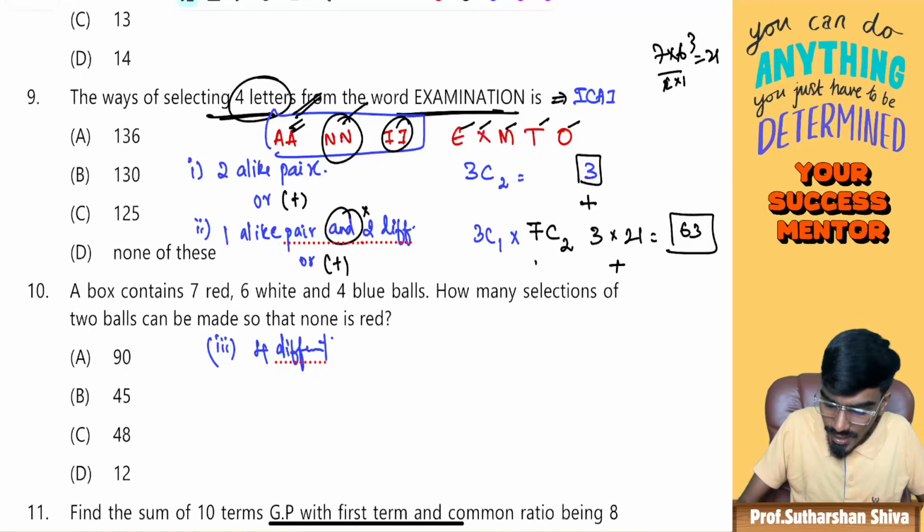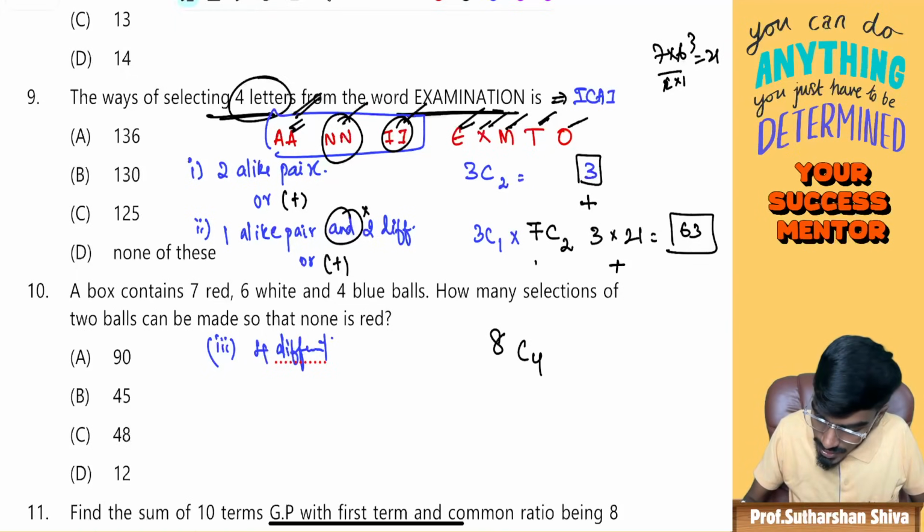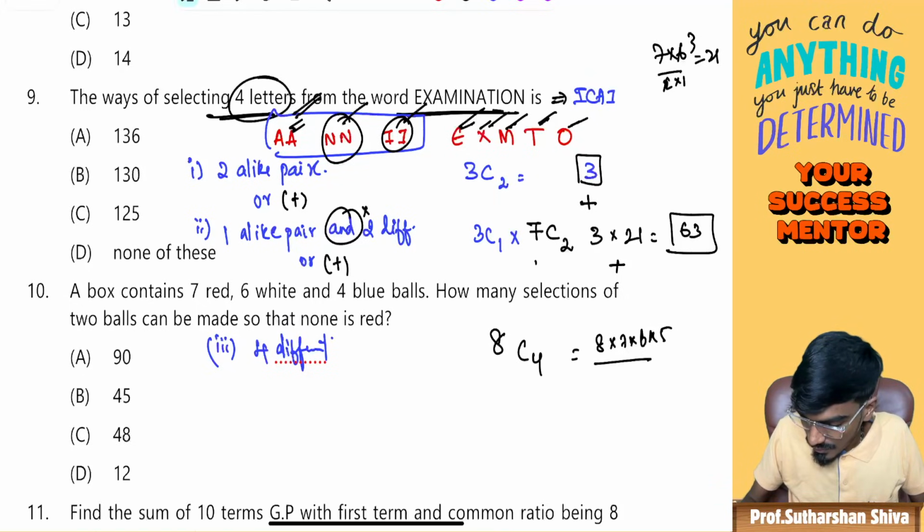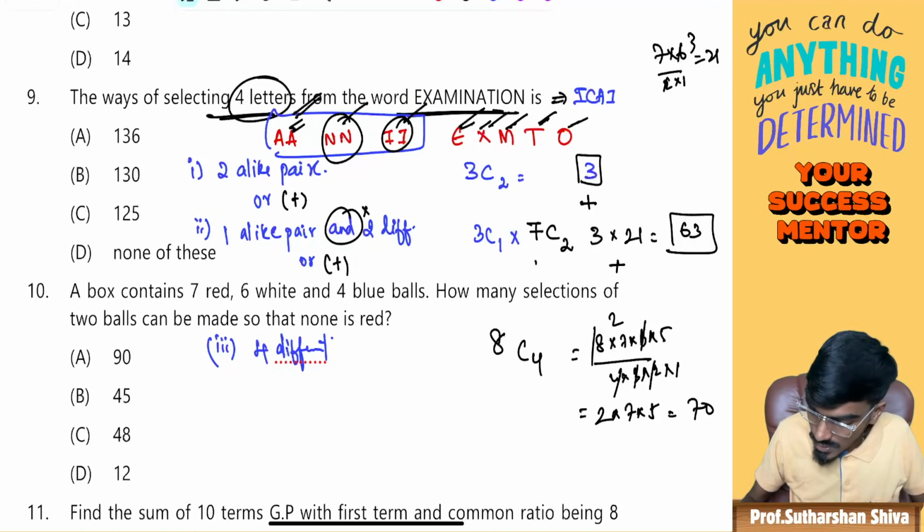A, 1, N, 3, I is 3, 4, 5, 6, 7, 8. So there are 8 letters, and out of that I need to select 4. So it is 8 into 7 into 6 into 5 divided by 4 into 3 into 2 into 1, which is, 3 twos are 6, 4 twos are 8, which is 2 into 7 into 5, which is equivalent to 70.